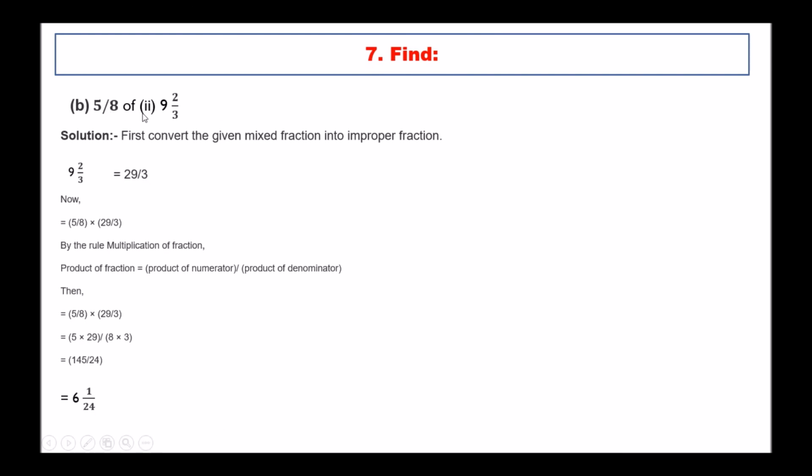Then 5 upon 8 of 9 and 2 by 3. First 9 and 2 by 3 we will convert into improper fraction, that is 29 upon 3. Then we will use the rule of multiplication of fraction. So we will get 145 upon 24, that is 6 and 1 by 24.